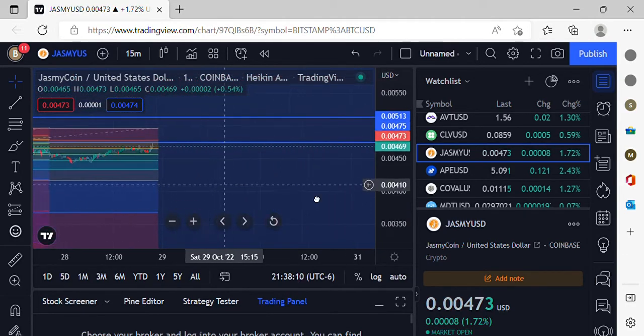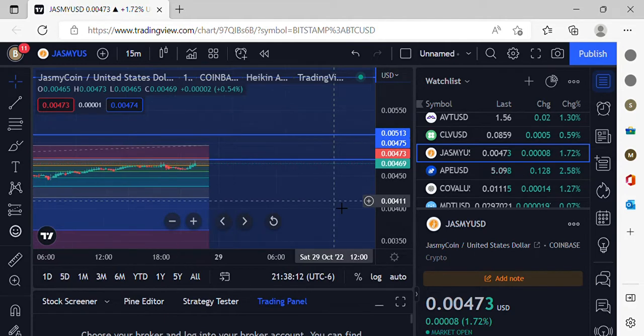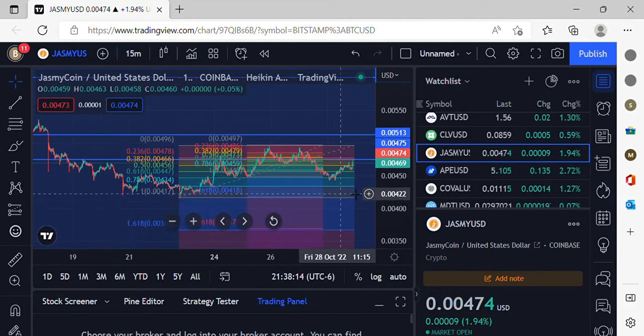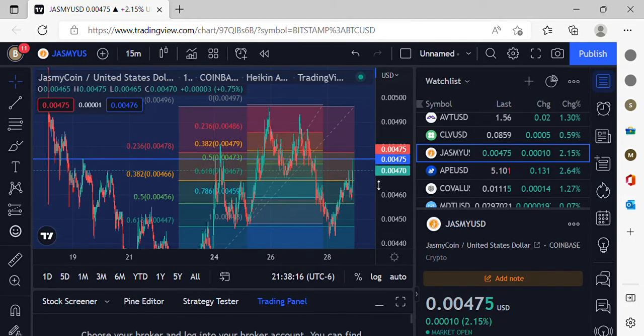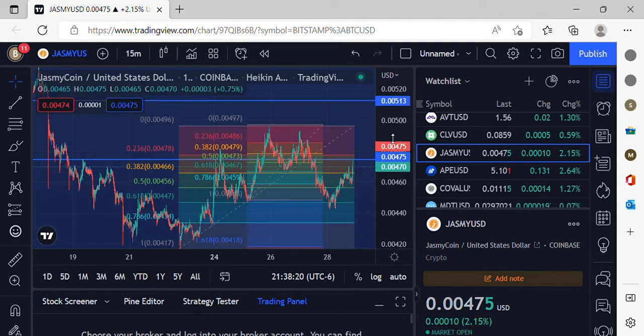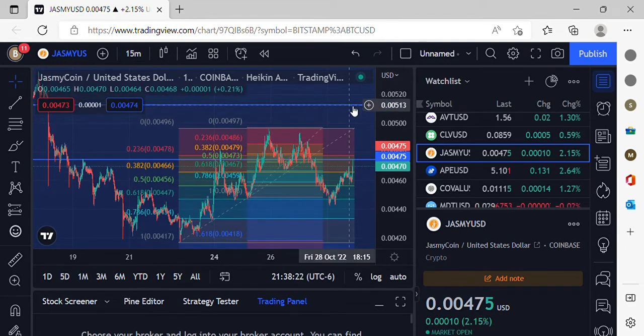Looks like it's trying to test that resistance and definitely has to make it over that 0.00475. Got that breakout action at 0.00496. Got some decent resistance at that 0.0053. So definitely gonna keep an eye on that.